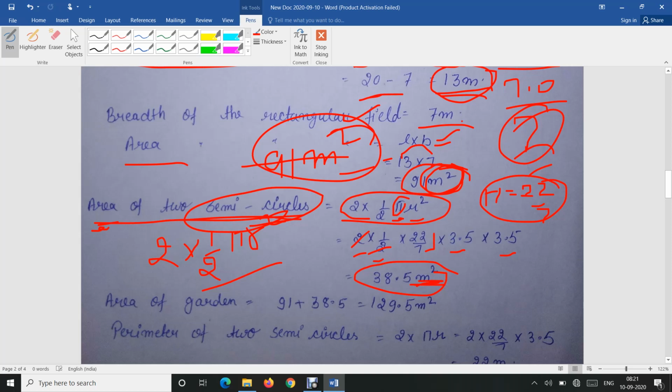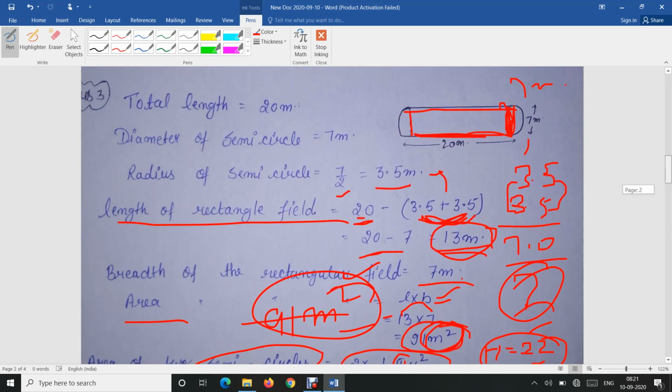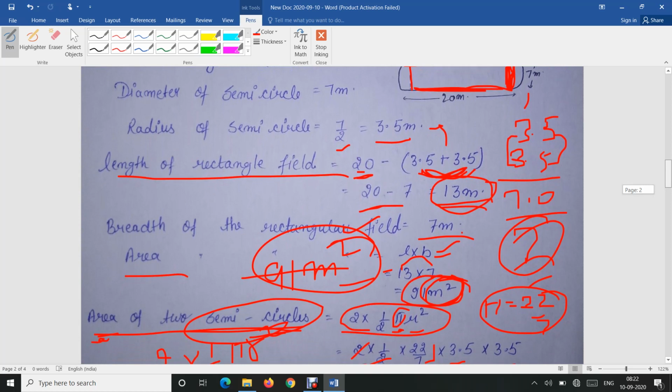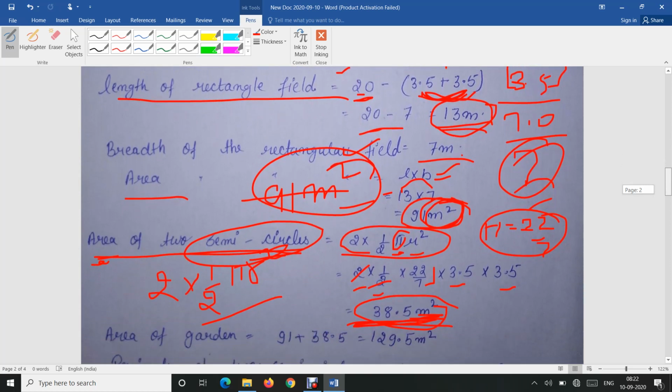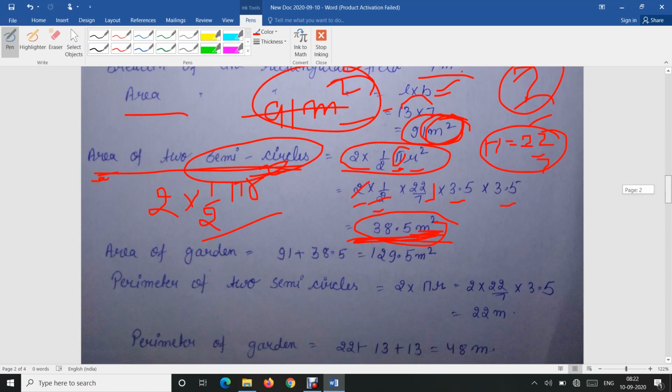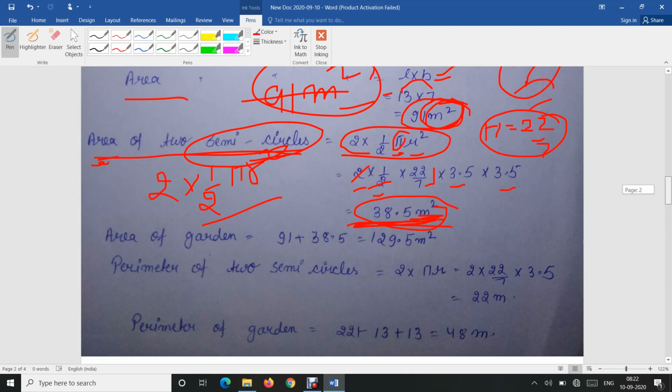So this will be in meter square. So the area of the two semicircles is 38.5 meter square. Now you can find the area of the total garden. The total garden contains two shapes, a rectangle and two semicircles. So we can add the area of the rectangle and the area of the two semicircles. In this way we can find the area of the total garden.